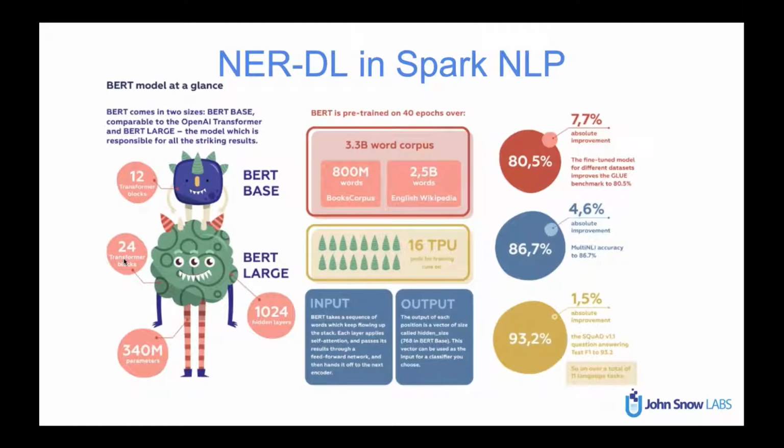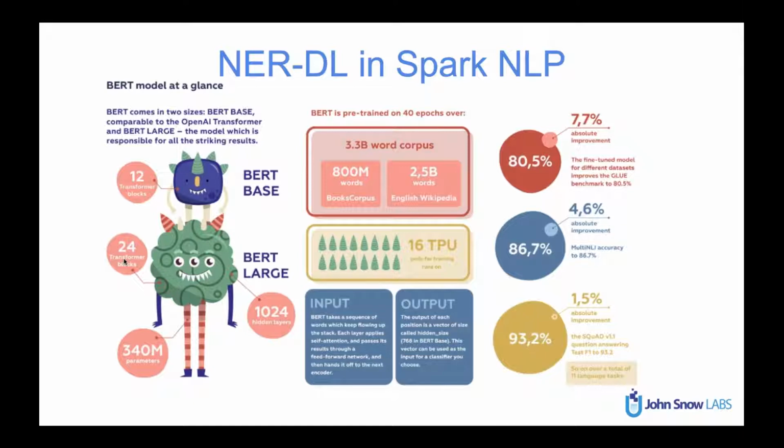Let's talk a little bit about BERT. BERT is the latest advancement in NLP, and there are many other derivatives like ALBERT, RoBERTa, DistilBERT, etc. It comes in two sizes right now: BERT base and BERT large. We have both of them in Spark NLP, by the way.